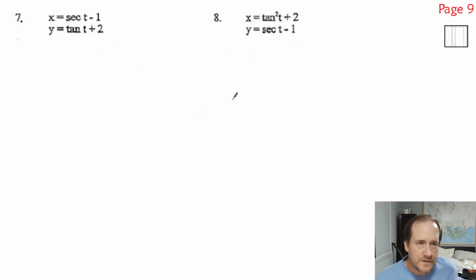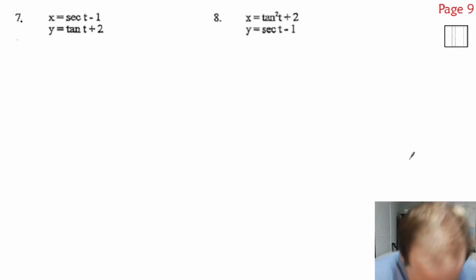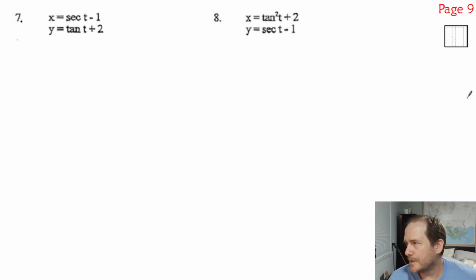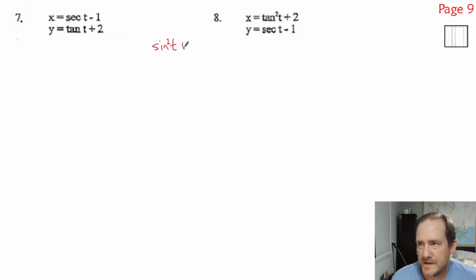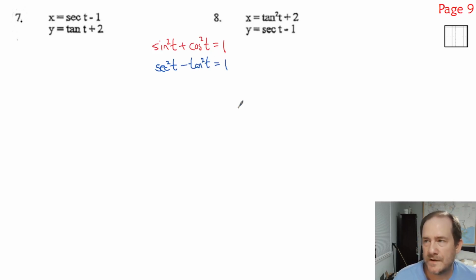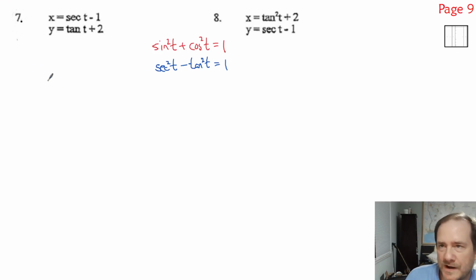All right, 7. So we haven't done this yet, but this one will be a hyperbola. You sort of know that it'll be a hyperbola because this time, instead of a sine squared t plus a cosine squared t giving us 1, we need to use the other form of the Pythagorean identity that says that secant squared t minus tan squared t equals 1. Which means instead of getting an x squared plus a y squared to get an ellipse or a circle, we're going to get an x squared minus a y squared.